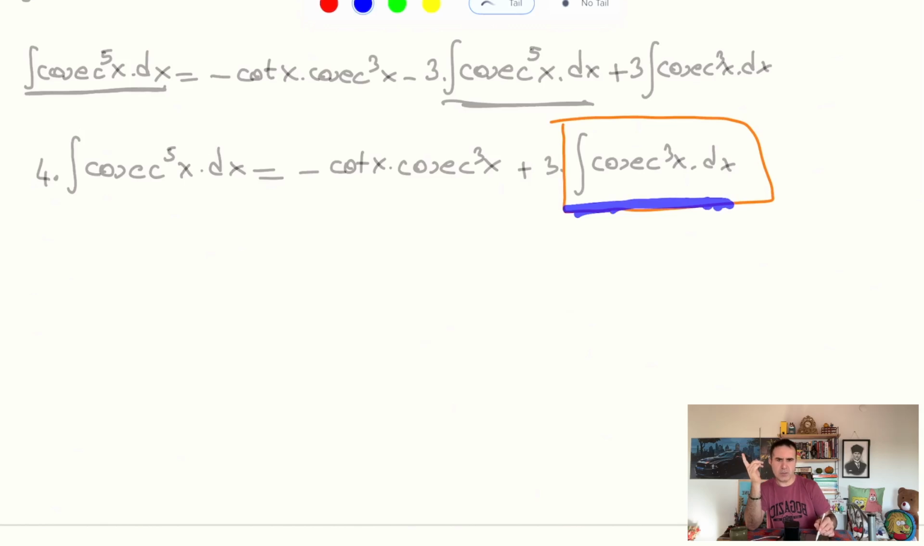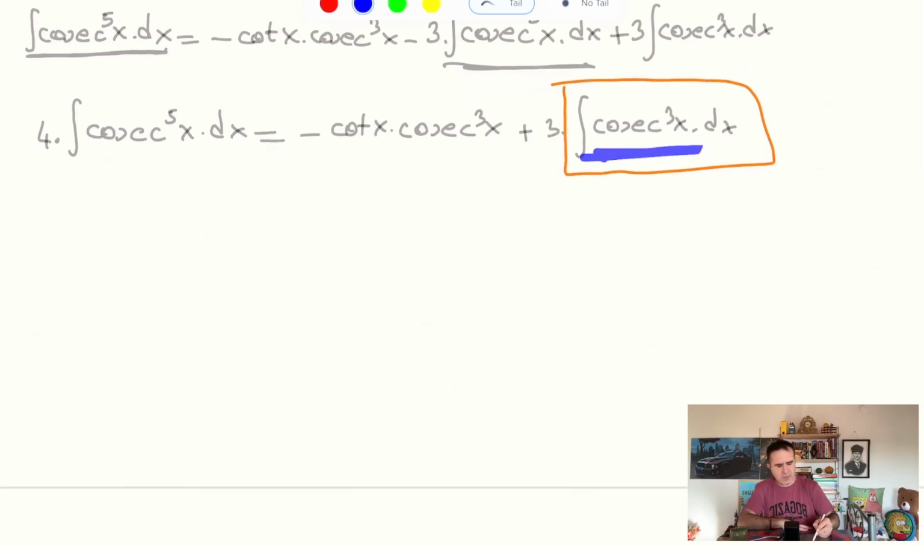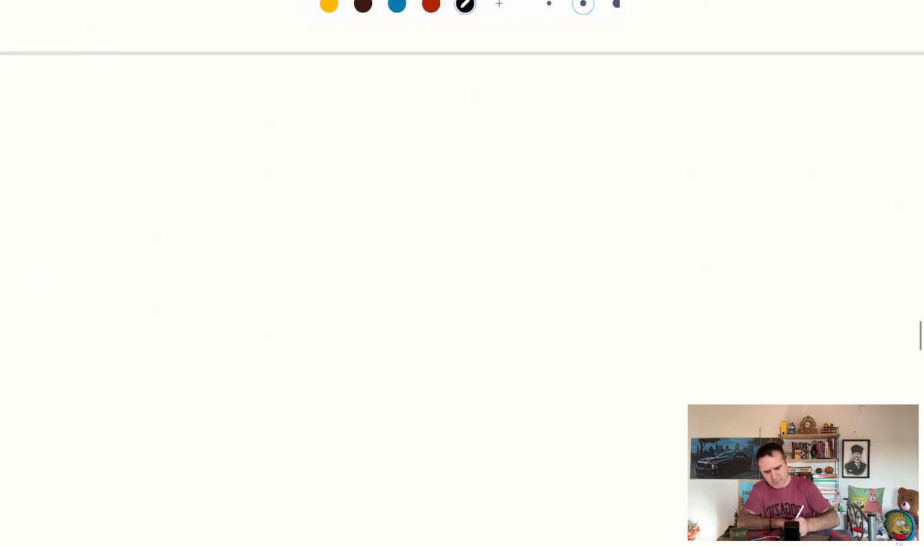You should see that the way we use while solving cosecant to the power of 5x and cosecant to the power of 3x are the same. Also, if you have any odd power of cosecant x, we always use the same method and reduce the power. And here we have cosecant cube x dx.